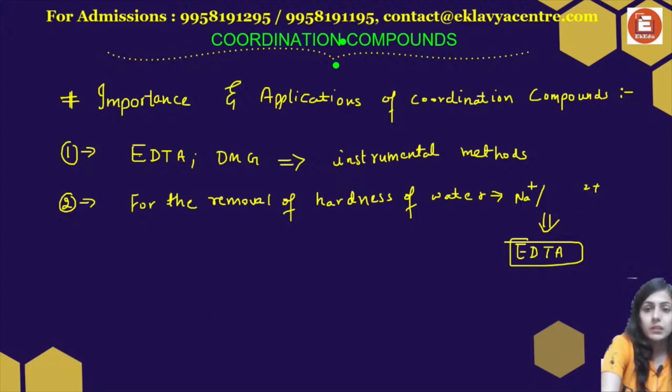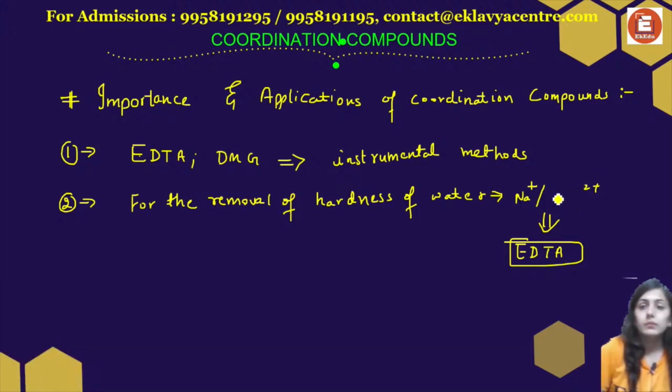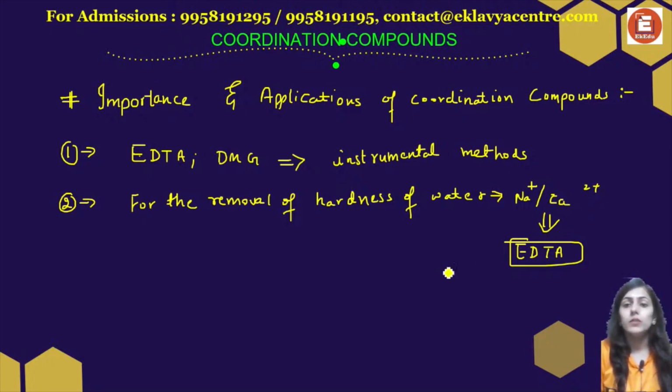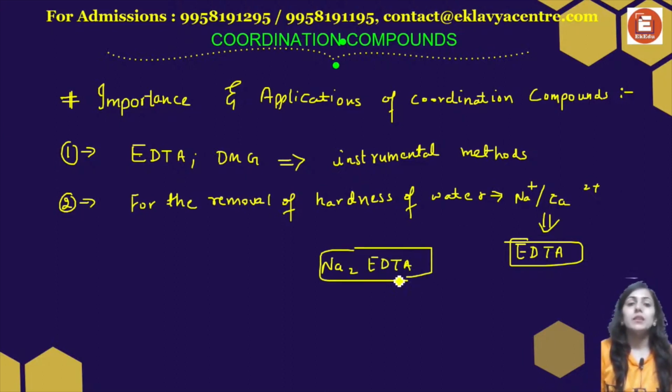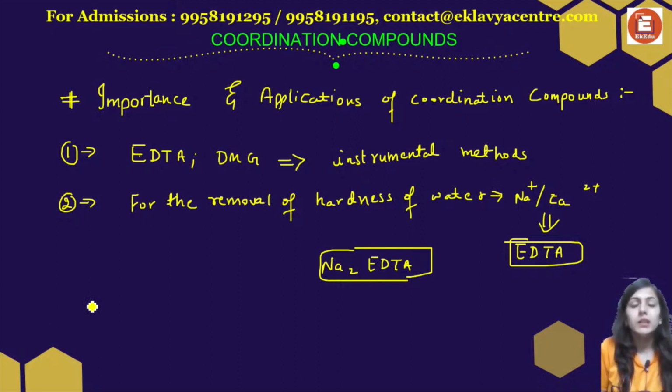This is calcium and sodium. They form stable complexes with EDTA, and thus they can be easily removed. Like we know that Na2EDTA is a very stable complex, and thus the hardness of water is removed. Yes, and calcium and sodium can be removed due to the difference in the stability constants.